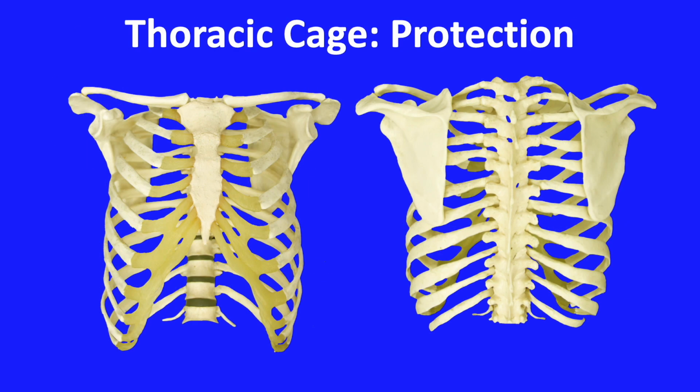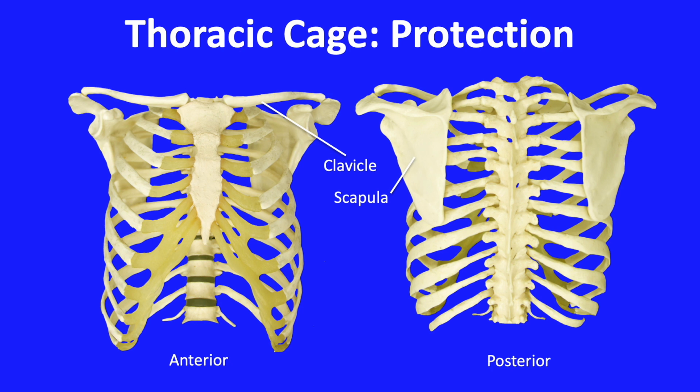Let's start the lecture by looking at the bones we find in the thoracic region. Here, we look at the thoracic cage from the front, the anterior view, and from the back, the posterior view. Let's name the bones. Looking at the anterior view, located just deep to the skin, we can feel the clavicle, a strut-like bone. On the posterior view, we can see the scapula.